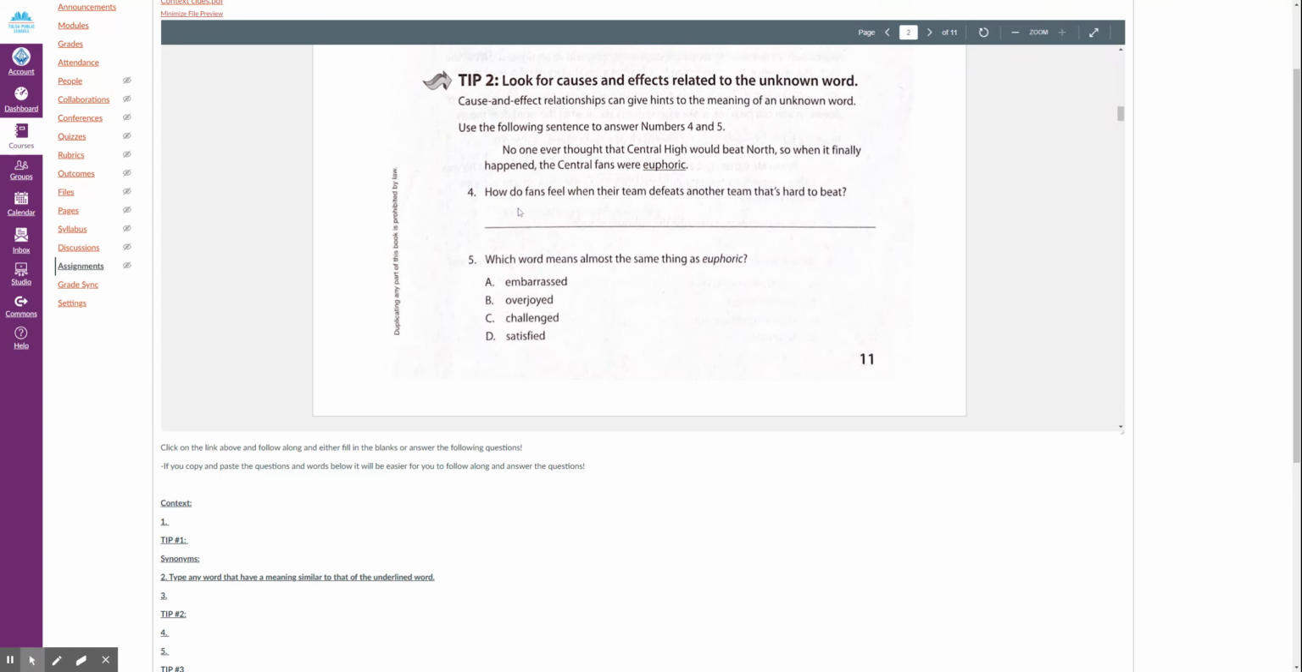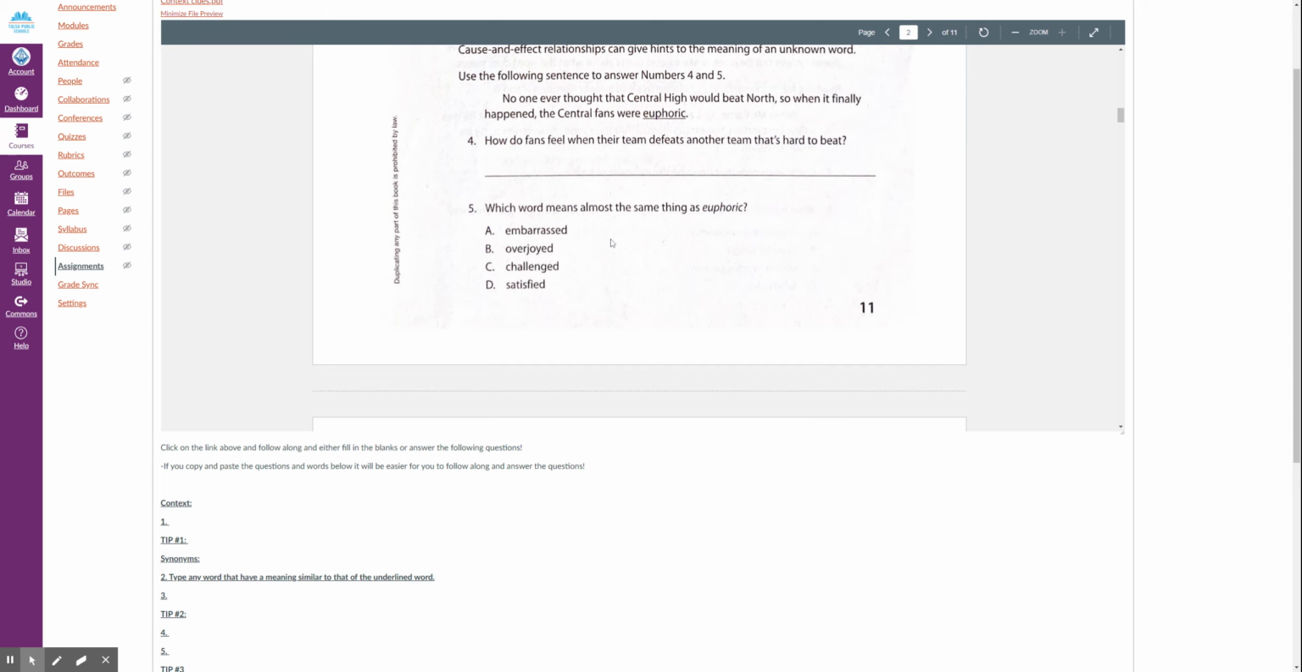How do fans feel when their team defeats another team that's hard to beat? What do we think this word euphoric means? If no one ever thought that Central High would beat them, and they've actually beaten them, how do you think they would respond? How do they feel? If you put excited, happy, words like those, that would be an acceptable answer for number four, euphoric. We can figure out what this means by the general context of what's going on around it, the cause and effect. So number five, which word means almost the same thing as euphoric?